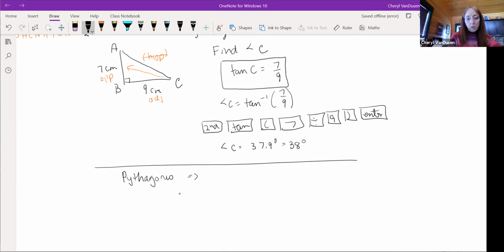So let's make a little note. Used when we know two sides, and we're asked for the third.